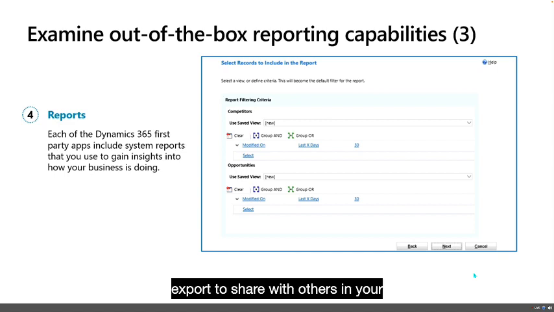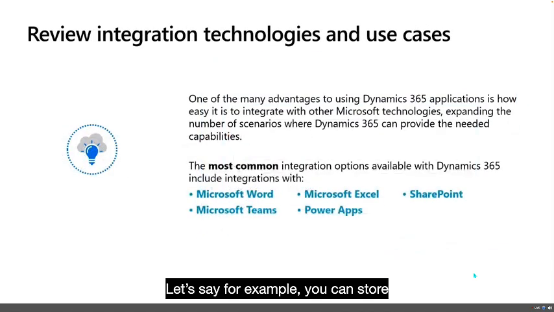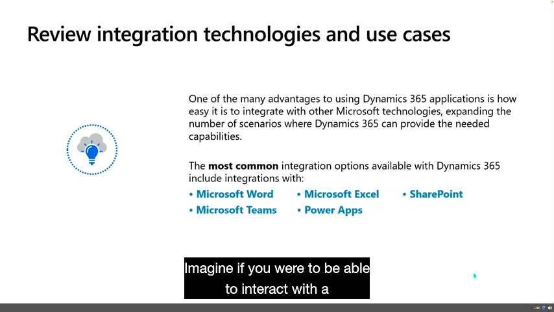Let's say, for example, you can store files in your Dynamics records, but that's going to be a standalone copy. Imagine if you were able to interact with a file or a document in its native application and it was automatically synchronized across platforms. Some of the most common integrations that I see are with Word, Excel, Teams, SharePoint, and all the Power Apps.